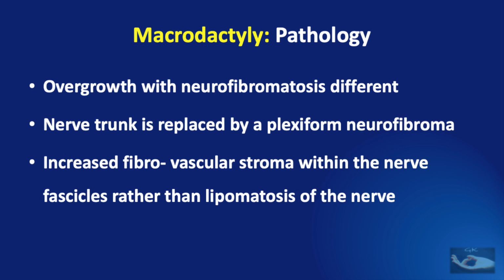All these features are different from neurofibromatosis. The overgrowth with neurofibromatosis is different. In neurofibromatosis, the nerve trunk is replaced by a plexiform neurofibroma with increased fibrovascular stroma within the nerve fascicles rather than lipomatosis of the nerve.